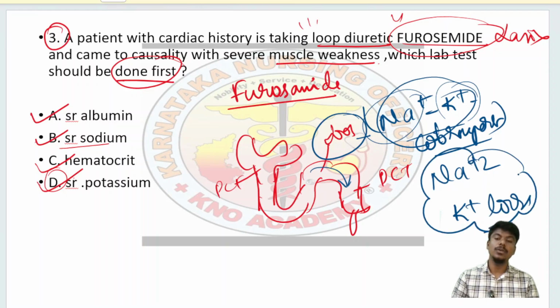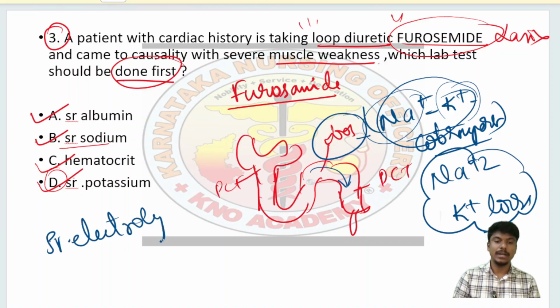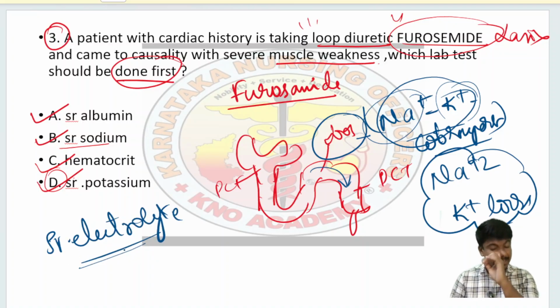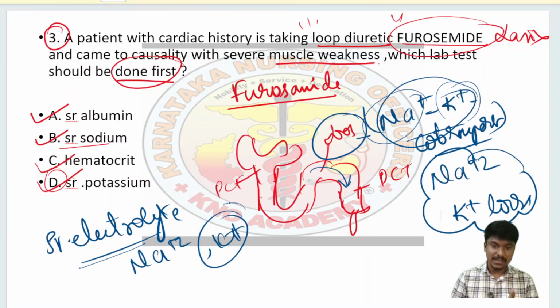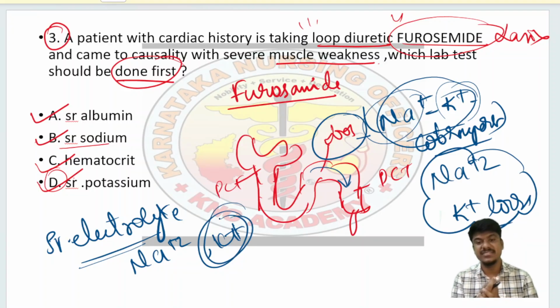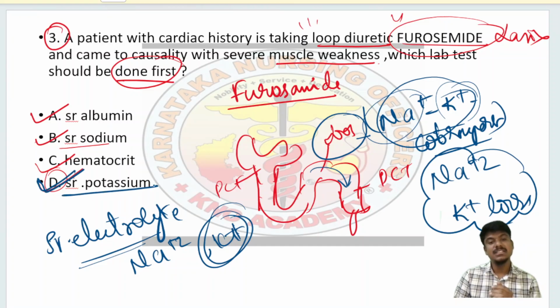So what do you want to do? You want to check the serum electrolytes. But if they are asking specifically what to check, sodium or potassium, you should check the serum potassium level. We should always check the serum potassium level. Why?